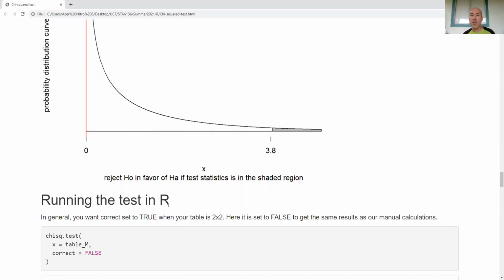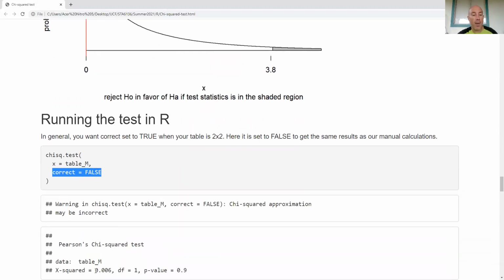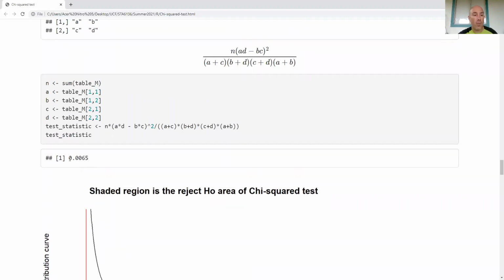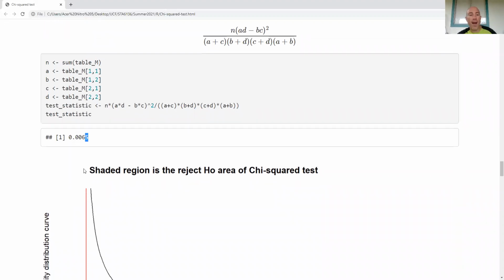I want to be consistent with the previous calculation I did by hand, which does not use a correction term. Therefore, for this example, for the purpose of the video, I put correct equals false. In real life, I will put this equal to true. So let's see what happens. I see I have 0.006, which I can see is 0.0065. So this 5 was probably 4 and then rounded up to 5.